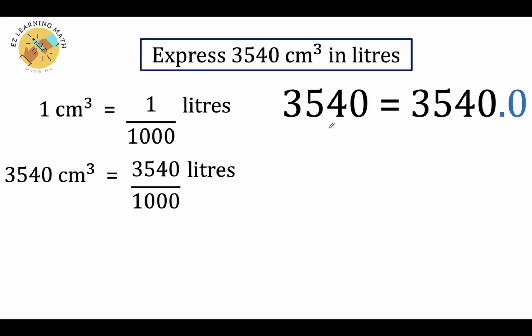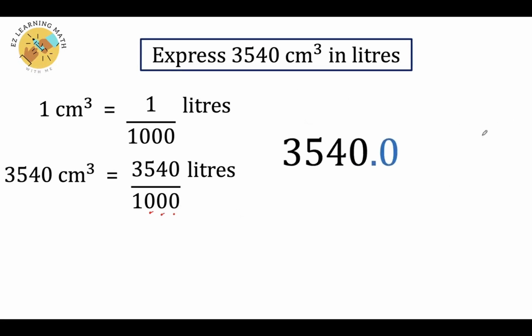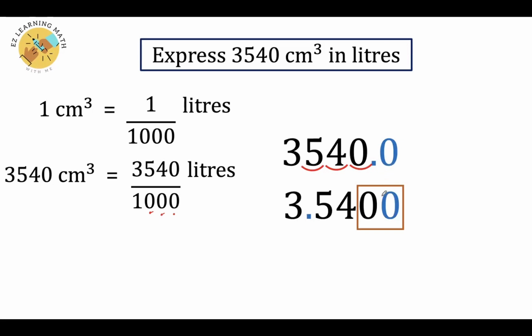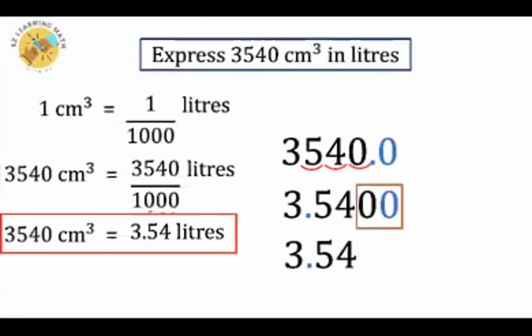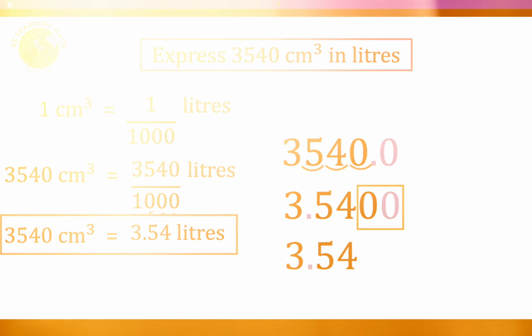Now 3,540 equals 3,540.0, right? So let's move the decimal point to the left by how many zeros we have here. Here we have 3 zeros. So let's move this decimal point to the left 3 times. 1 to 3. So 3.540, and remember this last zero is a placeholder. Then we can just write our answer as 3.54. So 3,540 centimeter cube is equal to 3.54 liters.